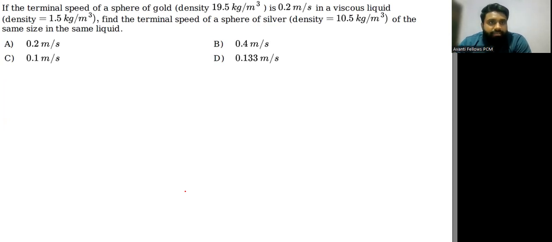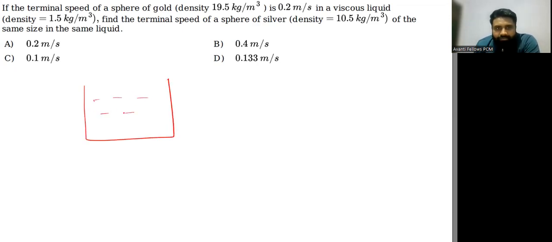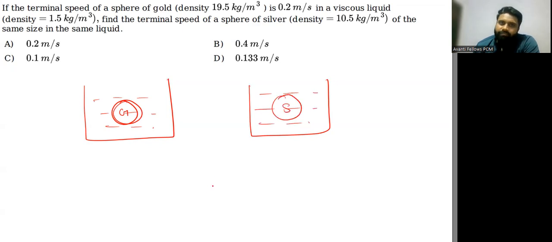Now, in this question, if you see, the terminal speed of a sphere of gold, which has a density of 19.5 kilogram per meter cube, is 0.2 meter per second in a viscous fluid. The density of the liquid is also given, 1.5 kilogram per meter cube. Now find the terminal speed of a sphere of silver of the same size in the same liquid. So we have two cases. This is the liquid and this is a sphere of gold. Same liquid we have taken, but the sphere is now of silver.